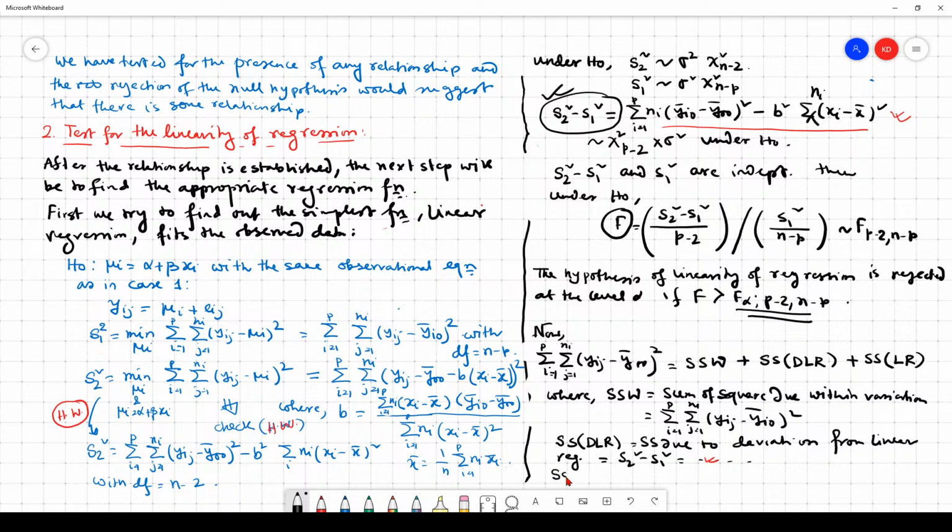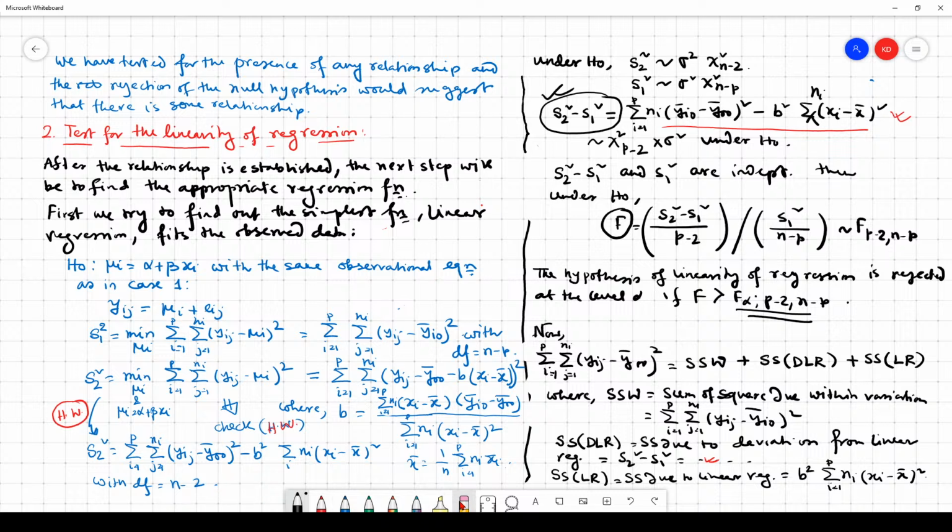SSLR, which is SS due to linear regression, is equal to b square sum over i from 1 to p of ni xi minus x bar whole square.